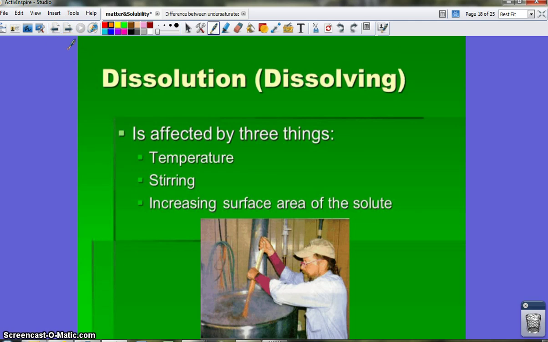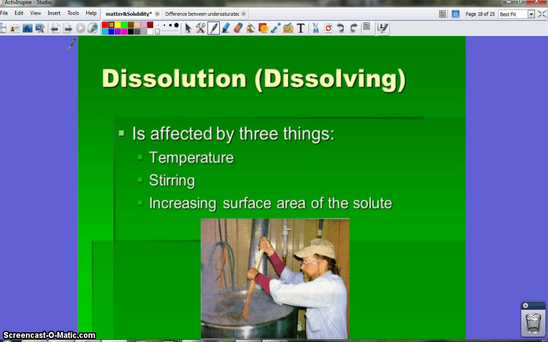Now, we've done an online lab and an actual lab looking at potassium nitrate and sodium chloride. Some of us had to do the lab twice, but dissolution, or dissolving, is affected by three things: temperature, stirring, and increasing the surface area of the solute. We saw in the lab that as you increase the temperature, we can dissolve more. We can fit more stuff in. If you stir it, you're going to be able to dissolve more, such as if you made your Kool-Aid and just poured the packet in, you've got to stir it up in order to increase the dissolving.